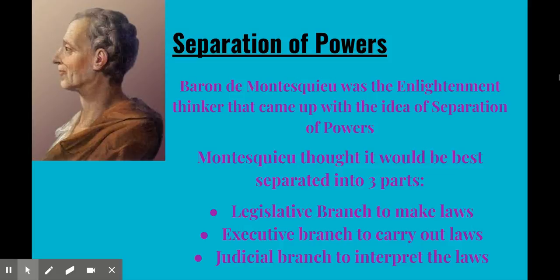Montesquieu was the Enlightenment thinker that came up with the idea of separation of powers. The three branches that he created were legislative, to make laws, executive, to carry out laws, and judicial, to interpret the laws.